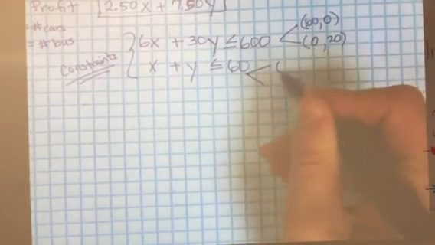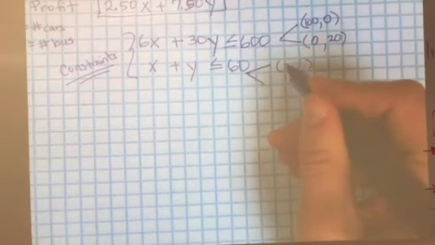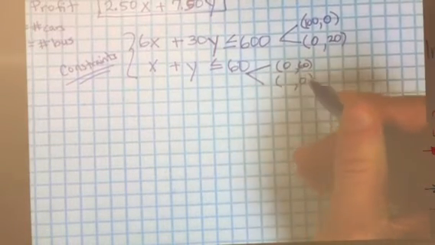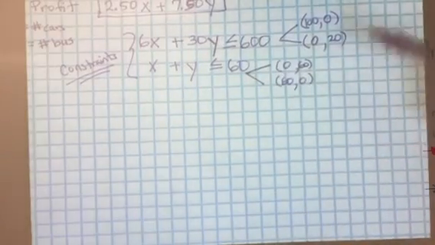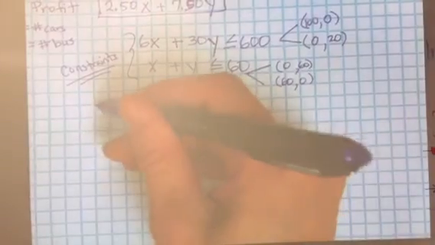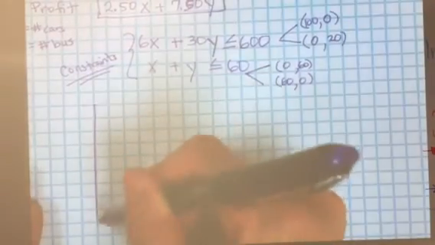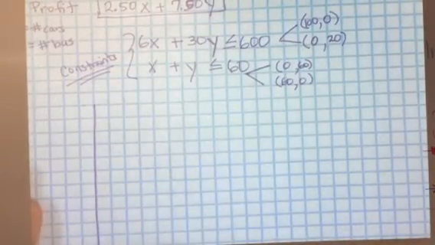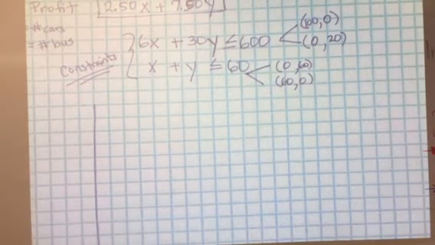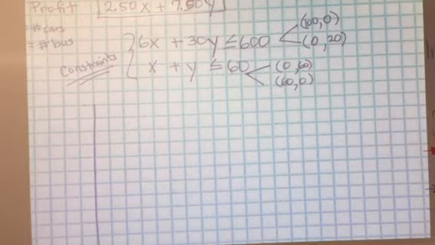Let's do our X and Y intercepts here. When X is 0, Y is 60. When Y is 0, X is 60. So we have fairly big numbers. I'm not going to use a scale of 1, that's for sure. I think I'll just use a scale of 10 and count up to 100 on both my X and my Y axis.